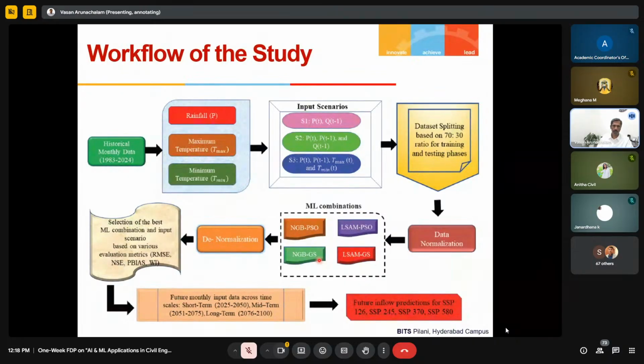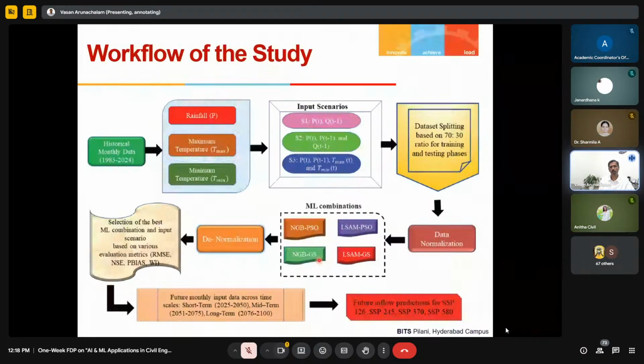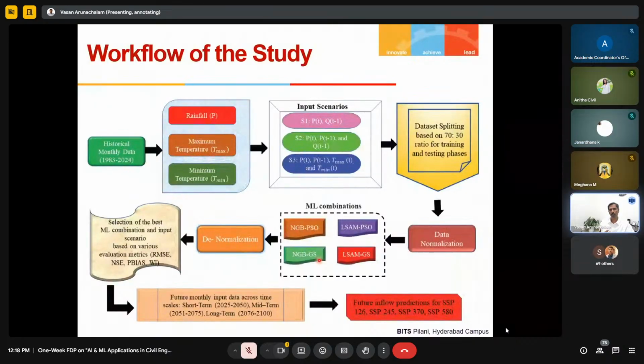Okay. So that's where we wanted to use these PSO and grid search, which we call in short GS, to do the hyperparameter tuning for these algorithms and see for each of these scenarios which one is ultimately going to do a better prediction in terms of the future reservoir inflows in the short, mid, and long term. That was our primary intent in this particular process, as you see.